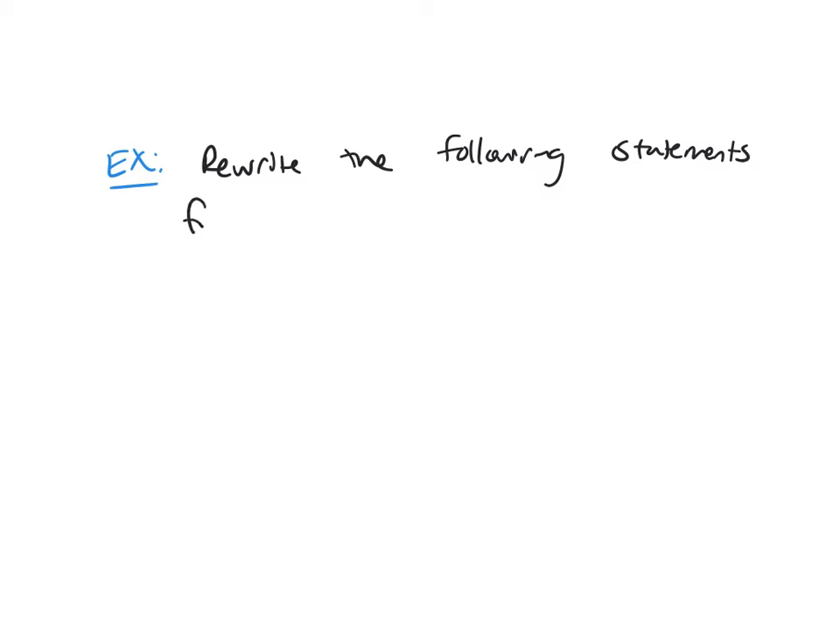So let's look at some more negations. We're going to look at a couple examples here. So first, we're going to rewrite the following statements formally. So remember, that means we're going to use quantifiers and variables, then write the negation.